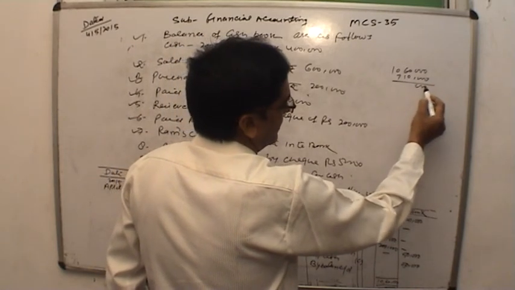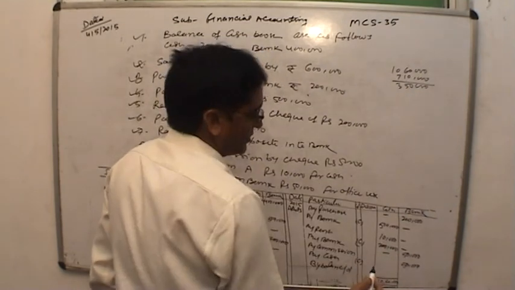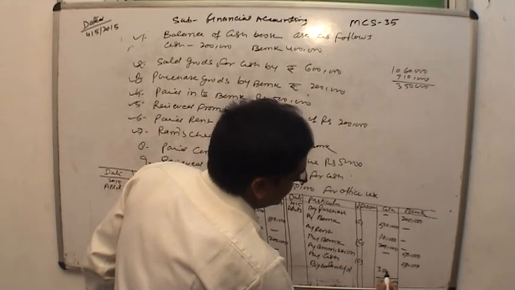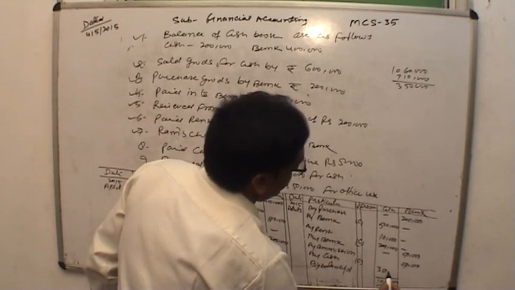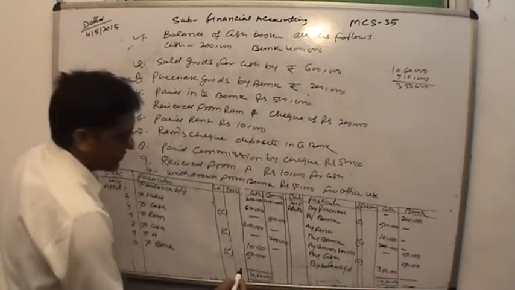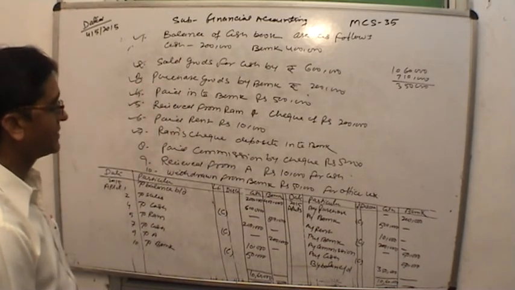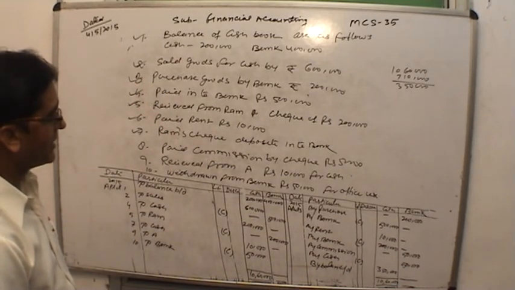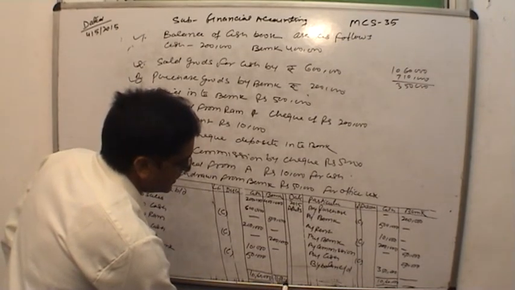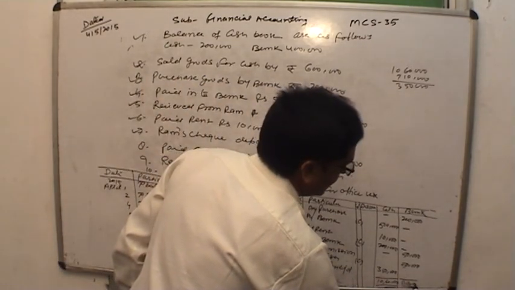It will be 3,50,000, and it is written here as 3,50,000. And same as for the bank column, the total of the bank column debit side is 4 lakh plus 5 lakh, 9 lakh, plus 2, 11 lakh. Then here it is also 11 lakh written.